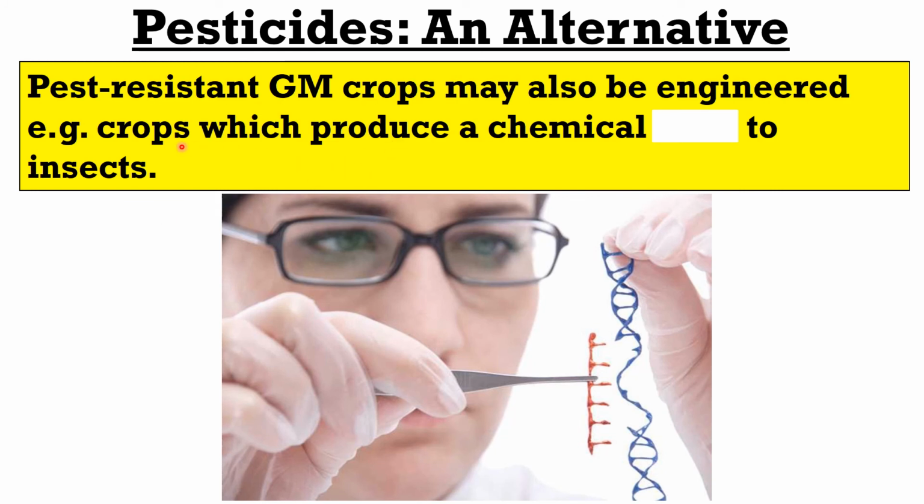And going back to this that we talked about before, what you could have also is genetically modified crops which are pest resistant. They could produce a chemical which is maybe toxic to insects, but is not present by the time it comes to being in the human food chain, or just isn't toxic to humans at all.